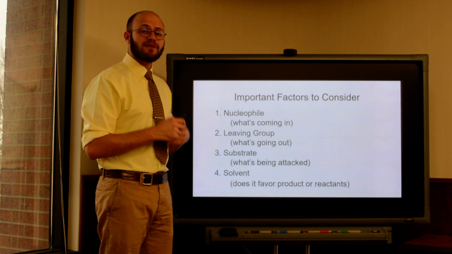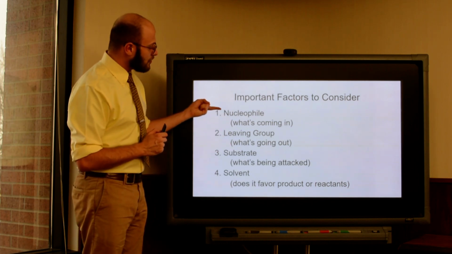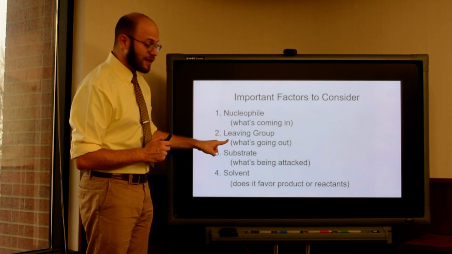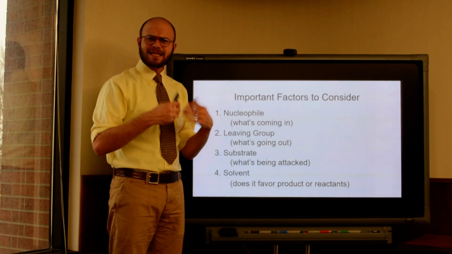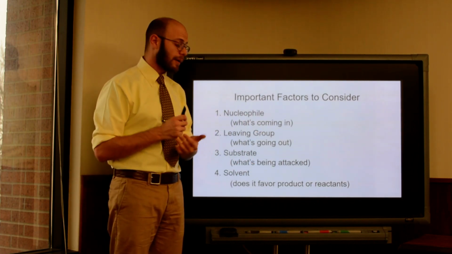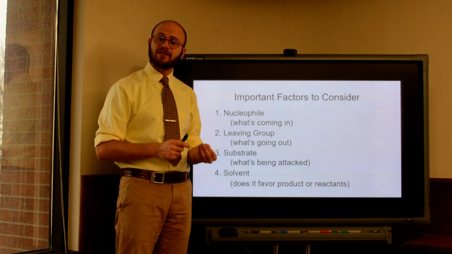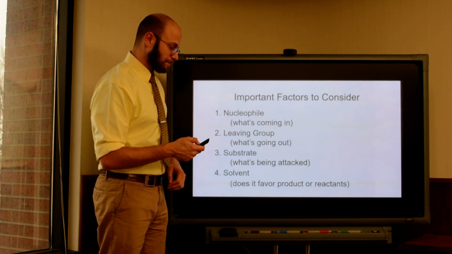So let's talk about the different variables when it comes to SN2 reactions. We've already talked a little bit about nucleophiles, or what's coming into that carbon. We have our leaving group, or what's going out. We then also have the nature of the substrate, right? What's attached to that carbon? How does that affect what's going on? And then lastly, the solvent can play a large role in making sure that leaving group is stable. And so let's look at each of these one by one.